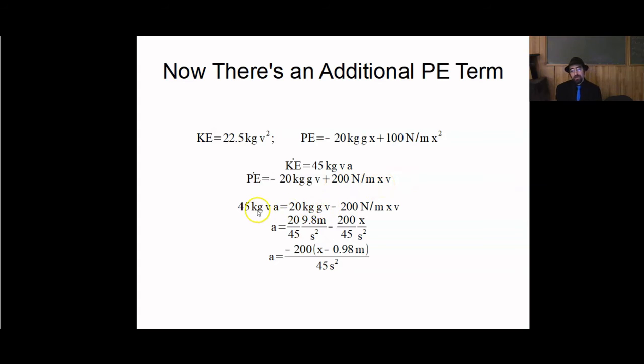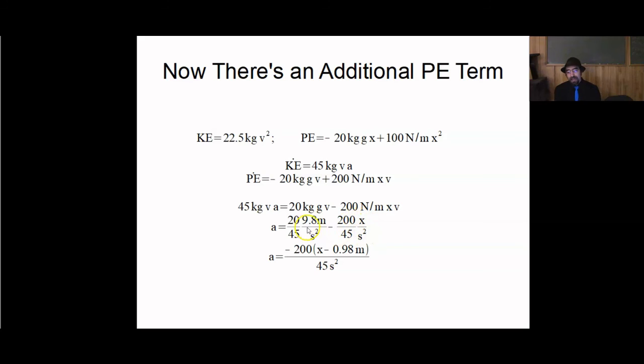So we set these equal to each other. Remember, KE dot equals negative PE dot, so 45 kilograms va equals 20 kilograms gv minus 200 newtons per meter xv. Divide by v, divide by 45 kilograms, we get a equals 20 over 45 times 9.8 meters per second squared minus 200 over 45 times x per second squared. The per second squared is just for dimensional analysis. Acceleration has to be in meters per second squared. x is measured in meters.